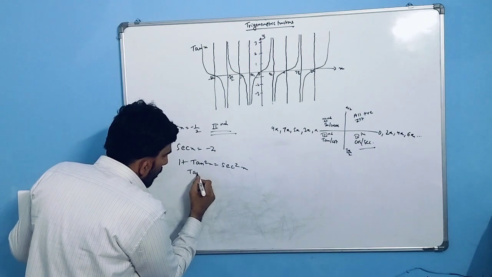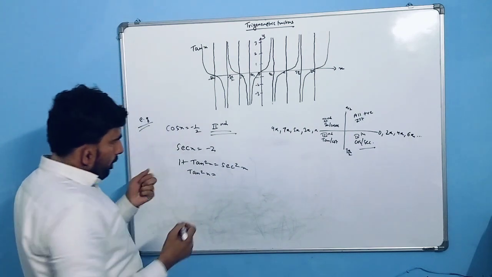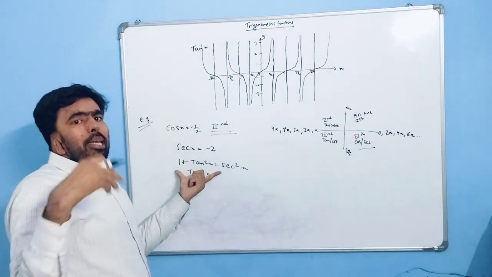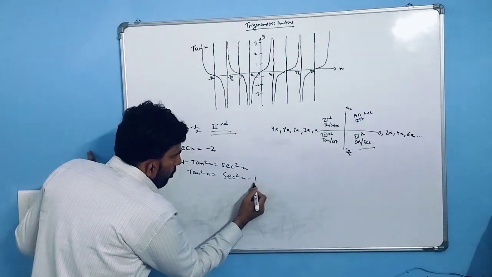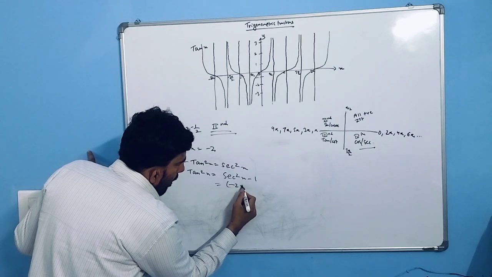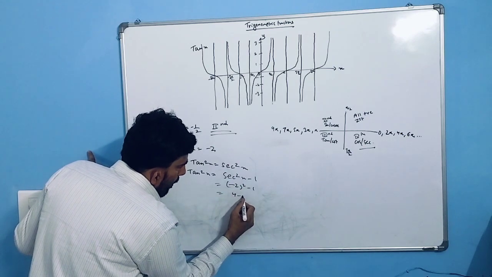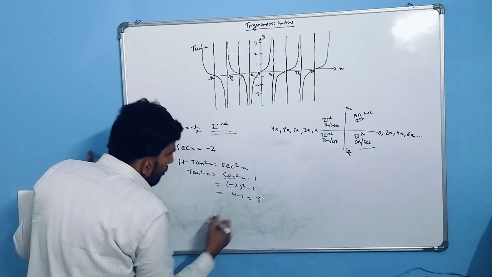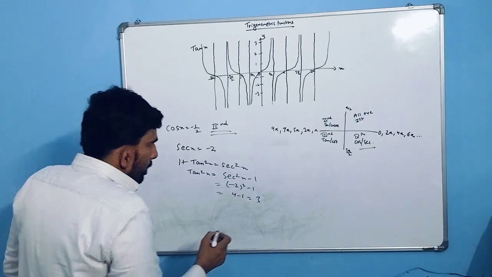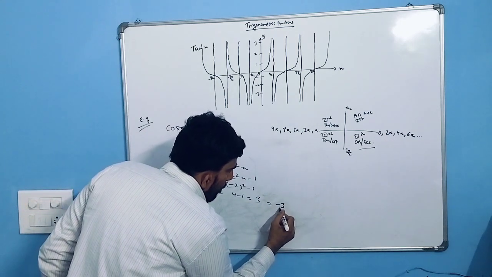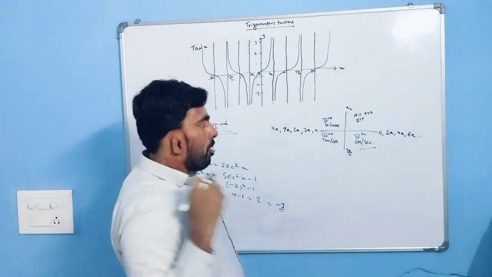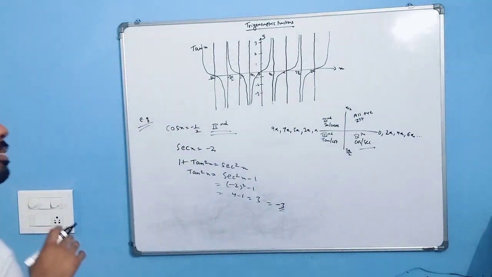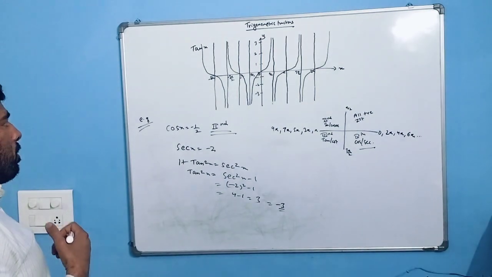So I will find the value of tan square x by using this identity: 1 plus tan square x is equal to sec square x. So I will write sec square x minus 1, that is minus 2 square minus 1, 4 minus 1 is equal to 3. But it will be negative. Why? Because tan is negative in second quadrant. So I have to take care of the sign of the trigonometric ratio also.